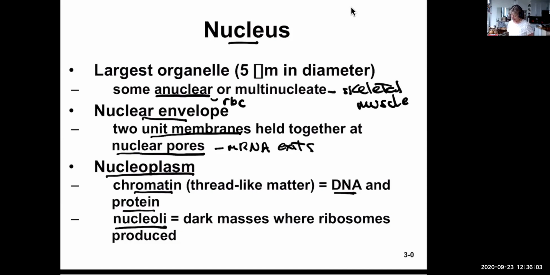The nucleoli is a dark mass where ribosomes are produced. So there are many ribosomes. They consist of RNA. There's a ribosomal RNA. There's also transfer RNA, and those are produced in the nucleolus.